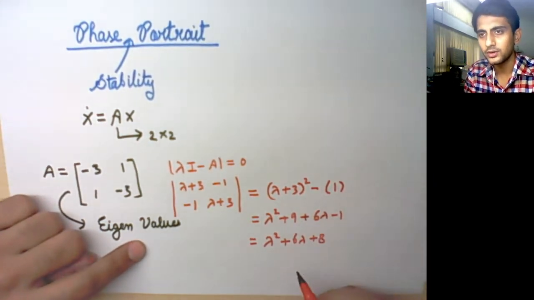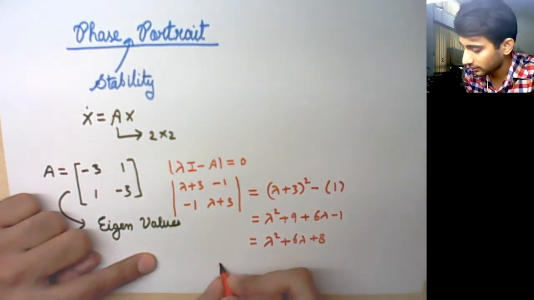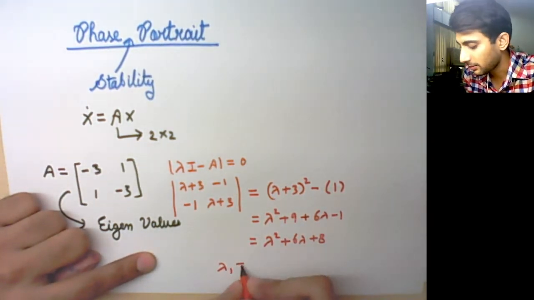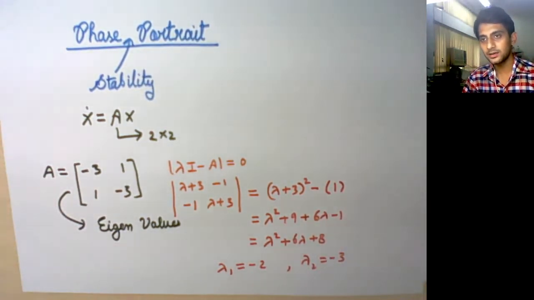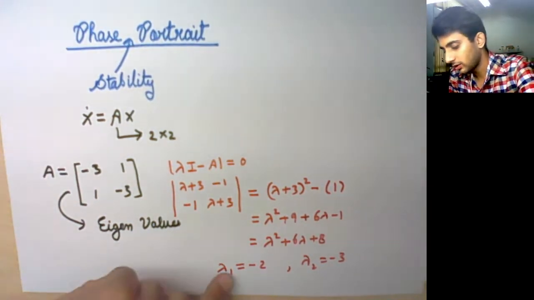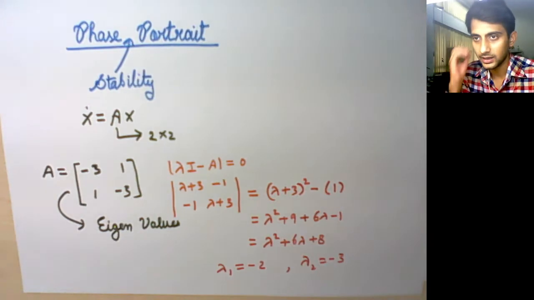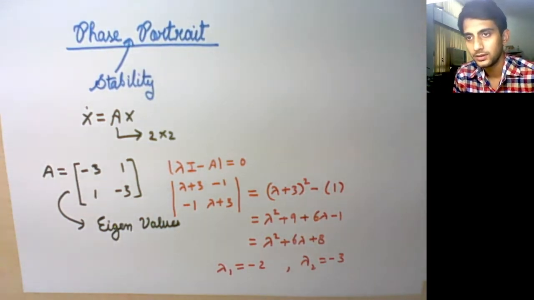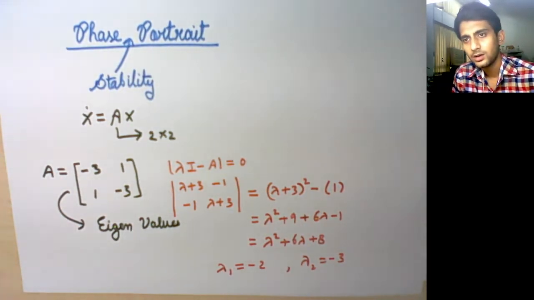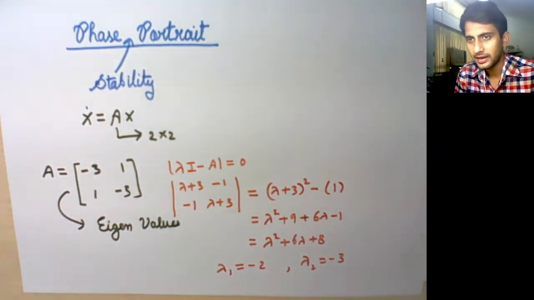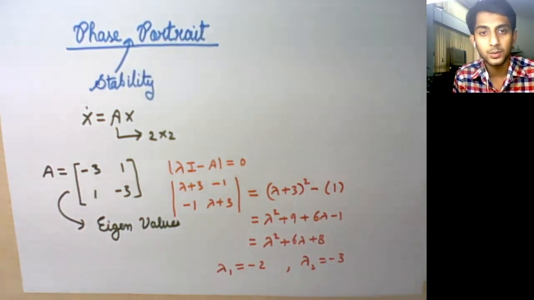Okay. And if you solve it further, you will get the roots: lambda 1 equals minus 2 and lambda 2 equals minus 3. In that way, you can get eigenvalues for any given 2 by 2 matrix. Now, based on what type of eigenvalues you are getting, you can infer about the stability of the system. You don't have to go very deep into why I'm teaching this. It is only a one-liner answer.